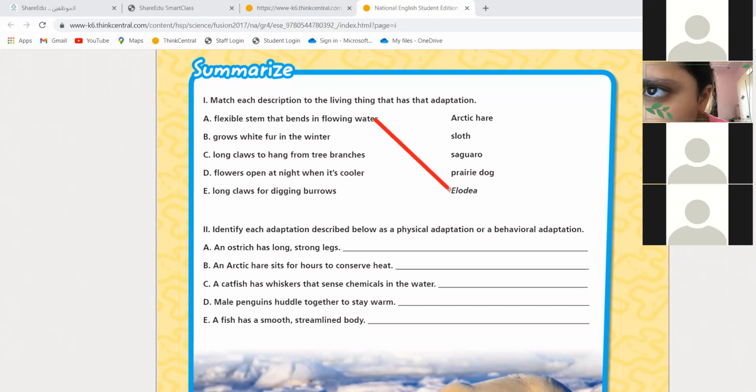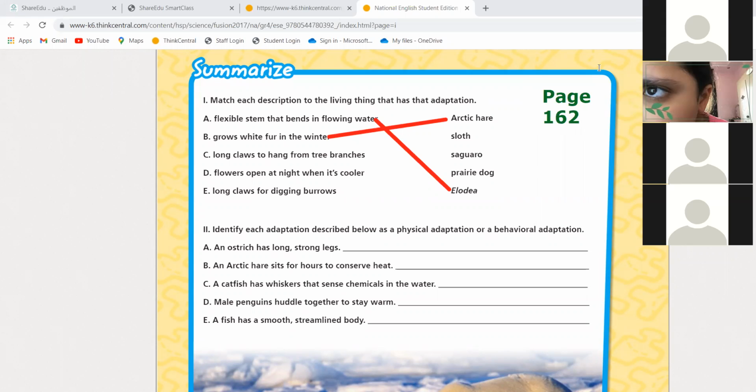Excellent. Now, Miss, can I do the next one? Yes, Lara. Grows white fur in the winter. Is it the Arctic hare? Yes, excellent, the Arctic hare. What about who has long claws to hang from tree branches? Habibi, can you tell her the page number? I think 162. Page 162, Miss.